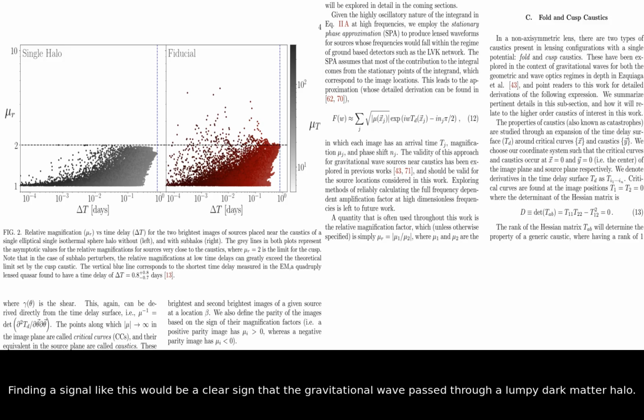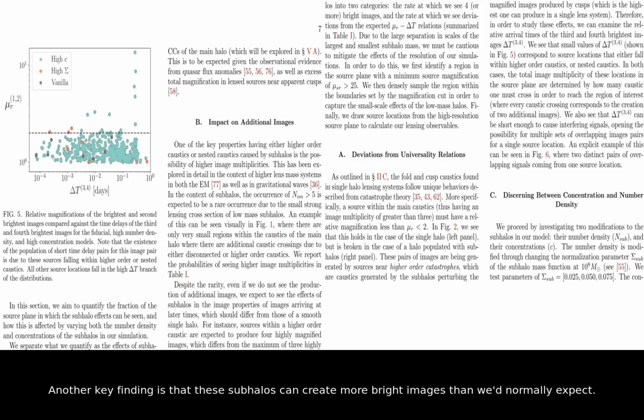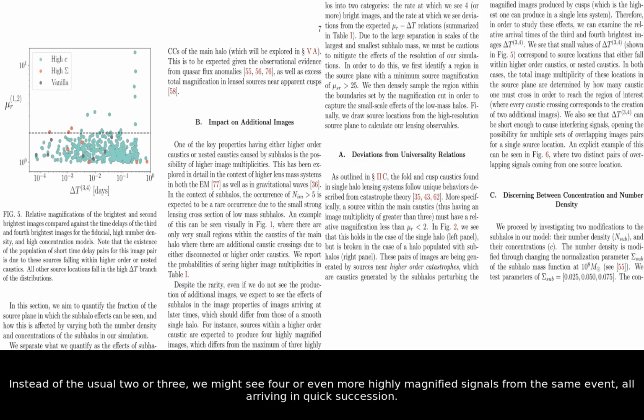Finding a signal like this would be a clear sign that the gravitational wave passed through a lumpy dark matter halo. Another key finding is that these subhalos can create more bright images than we'd normally expect. Instead of the usual 2 or 3, we might see 4 or even more highly magnified signals from the same event, all arriving in quick succession.